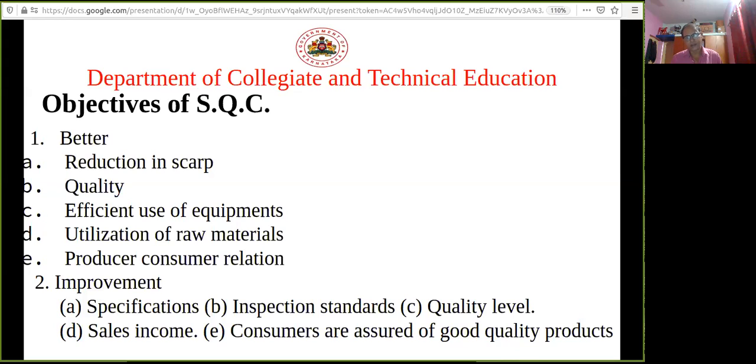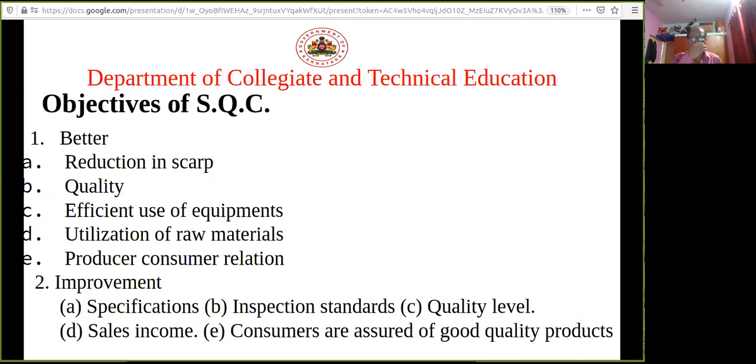And consumers are assured of the quality products, as we know that when the customer goes for the purchase of any items, they will select the item according to the company, because they are assured of the good quality that the company will be giving. So these are the objectives of statistical quality control.